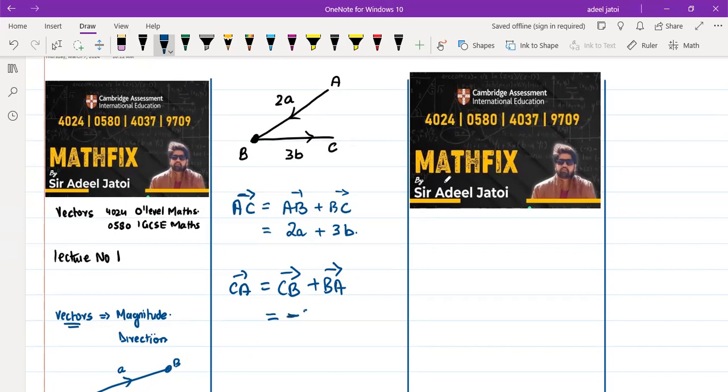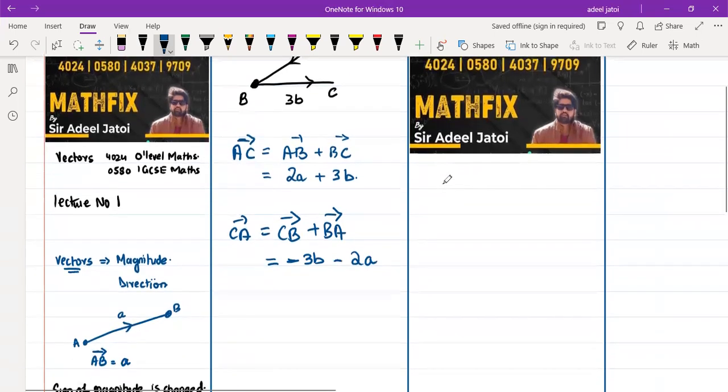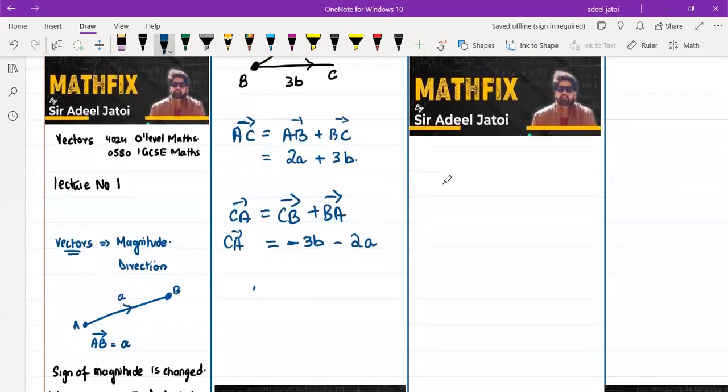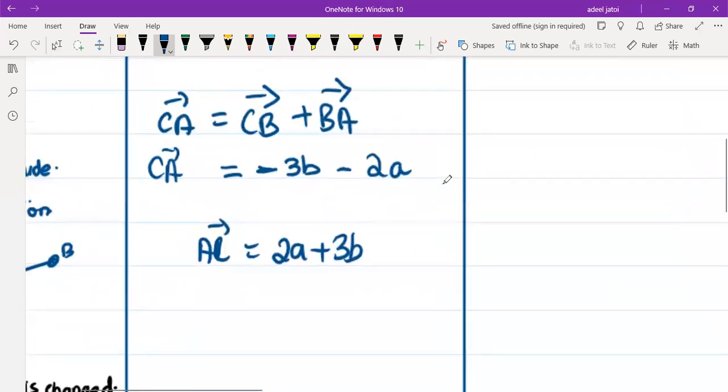So this should be negative 3B. When I'm going from B to A, I'm again going against the given direction. This should be minus 2A. So basically, if you just look, your AC was 2A plus 3B.